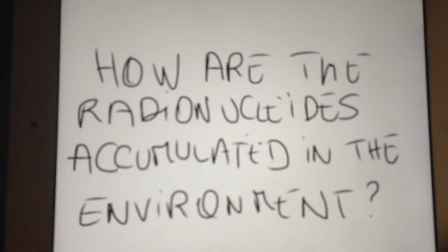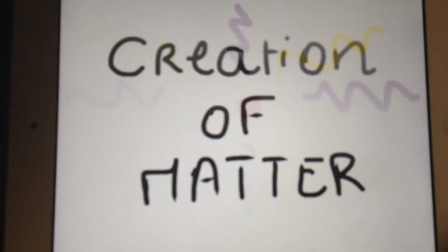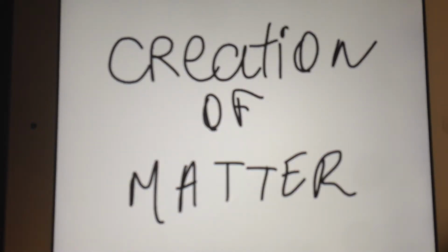Our group talk is on how radionuclides accumulate in the environment. Natural radioactive elements were first created when they were put into an unstable state during the Big Bang. The Big Bang resulted in the creation of matter.